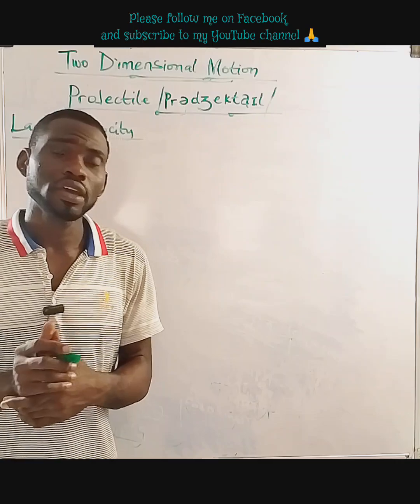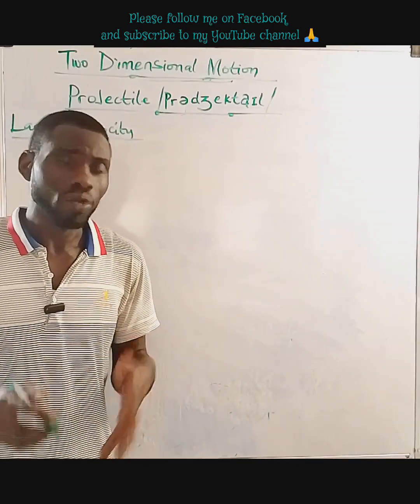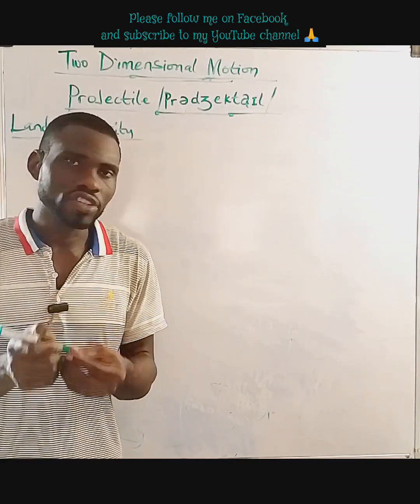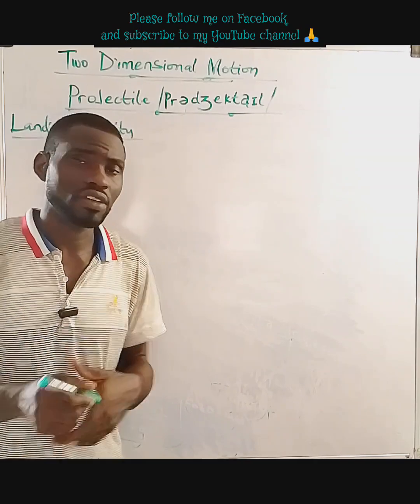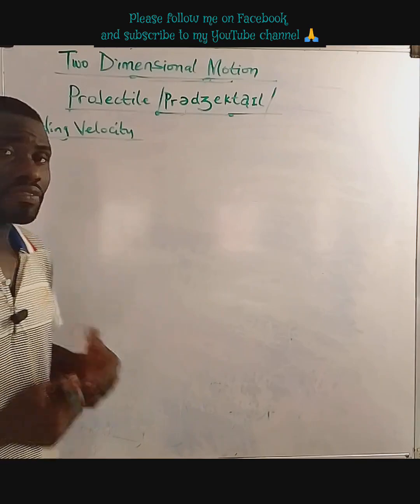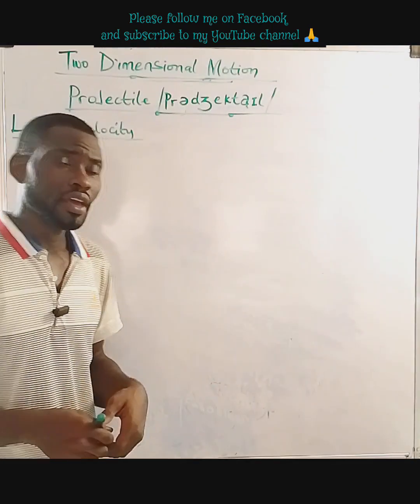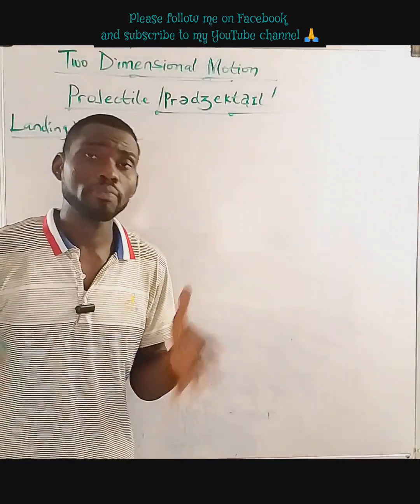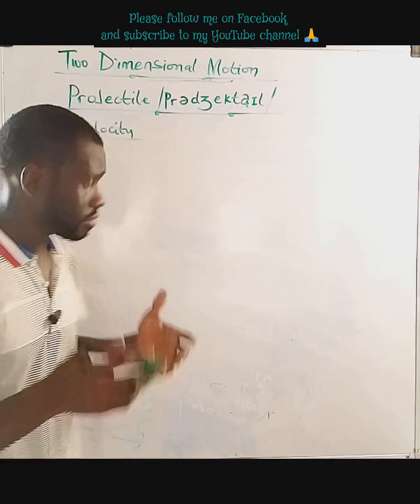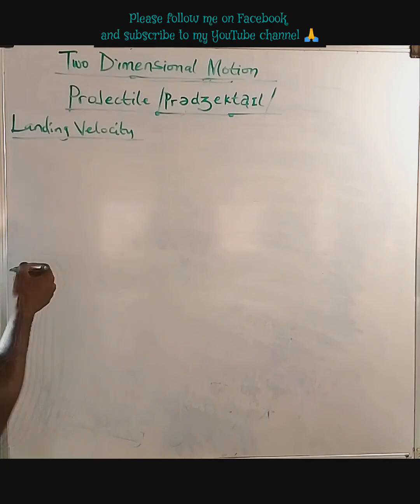When it's being sent out, there's always a target. The speed with which it impacts that target is what we call the landing velocity. So landing velocity is the velocity of impact. It depends on a whole lot of things. Let's look at two scenarios.